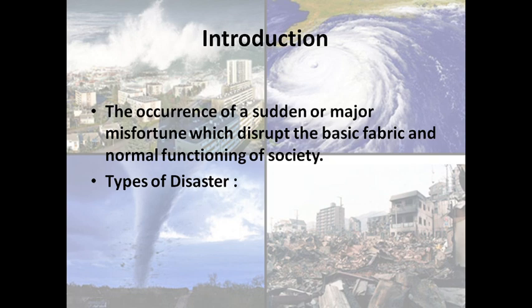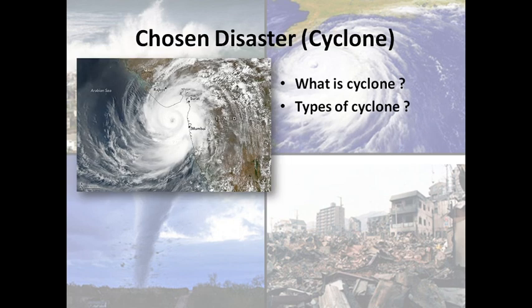Then after that, the next point is chosen disaster. Like here I have chosen cyclone. So of course it is a PowerPoint presentation. You have to put one suitable picture of cyclone. It is a satellite photo of cyclone that I have given. Then you have to write what is cyclone and types of cyclone.